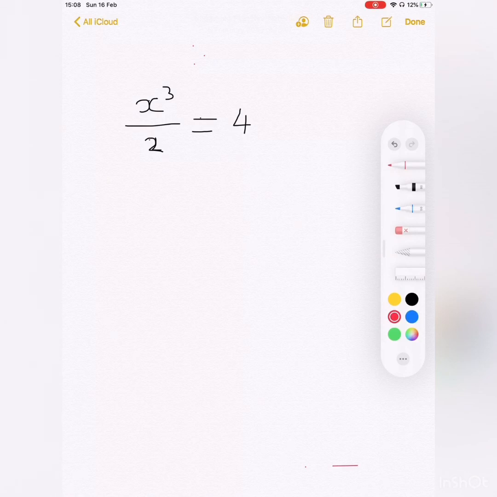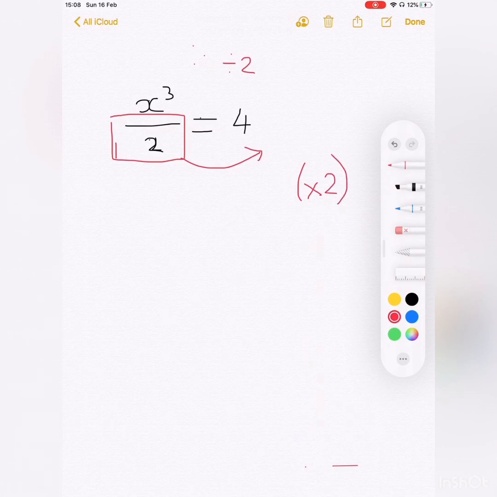Just like with the other one, the very first thing we're going to do is get rid of this divide, this fraction. So remember, at the moment this is saying divide by 2. So in order to move it onto the other side, we do the opposite. So we must times both sides by 2. Therefore, 4 times by 2 is 8, and all that's left on this left-hand side, we've got rid of that. So all that's left is that x cubed equals 8.